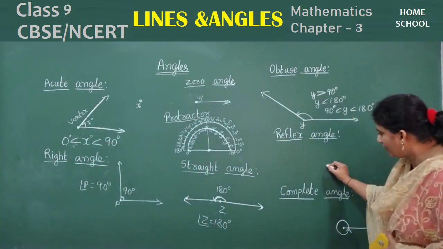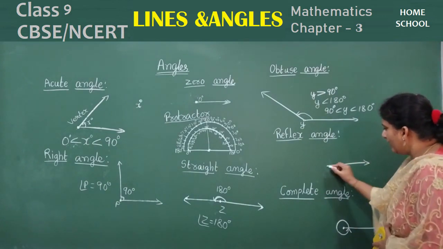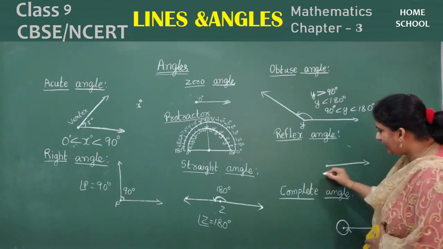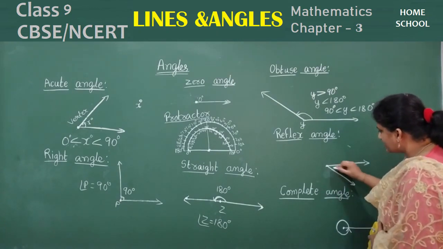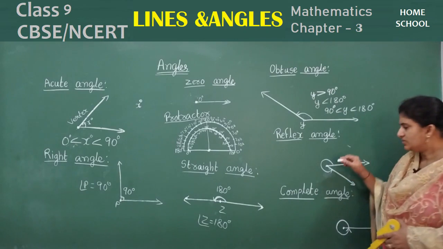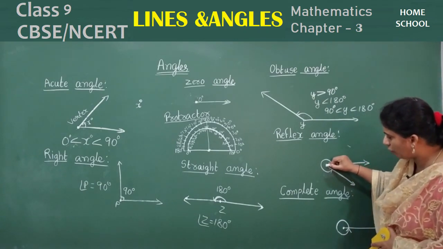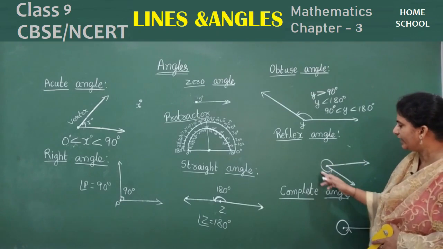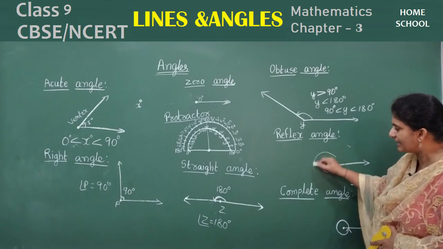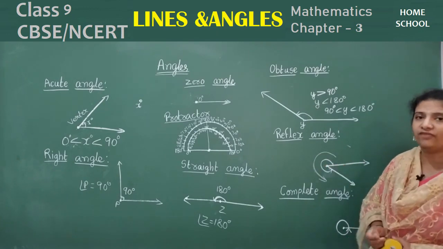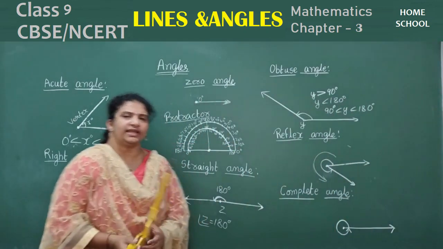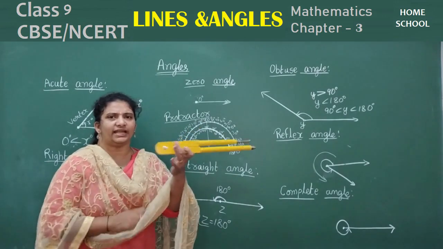So observe here carefully. A point, one arm is here, another arm rotated and then it came like this. So the angle started from here to here. The angle started from this vertex, rotated, and it creates an angle. What is this angle called, children? Reflex angle. Okay. So now, it has done one complete revolution and came like this.